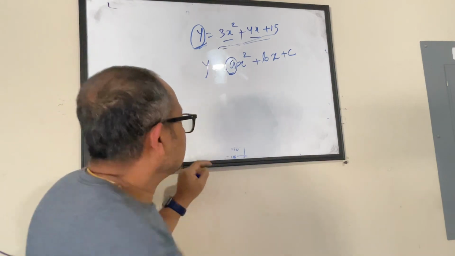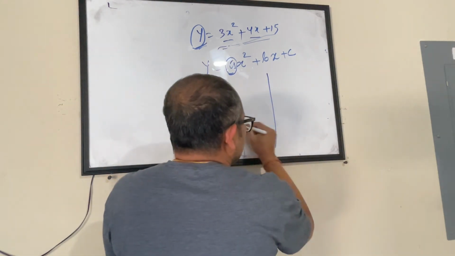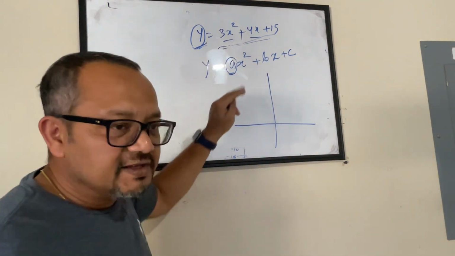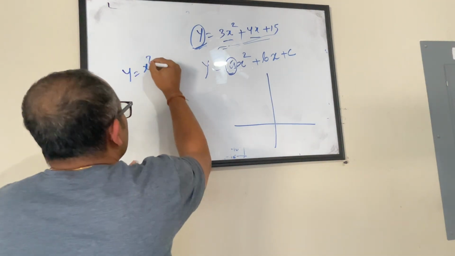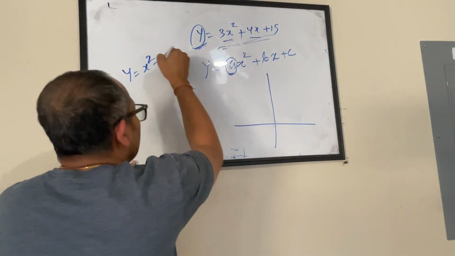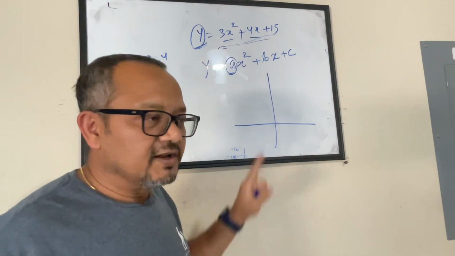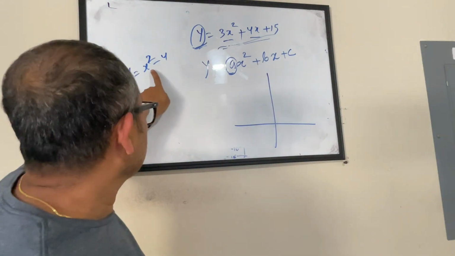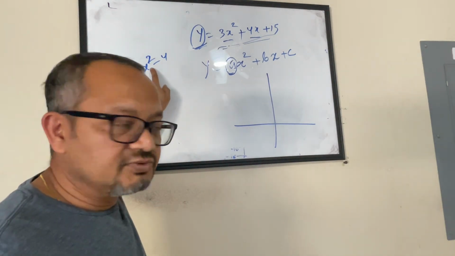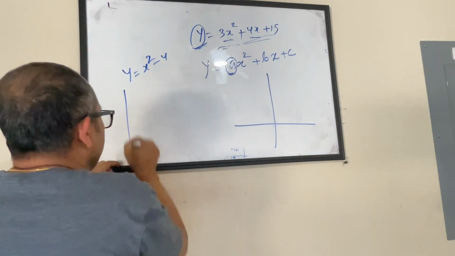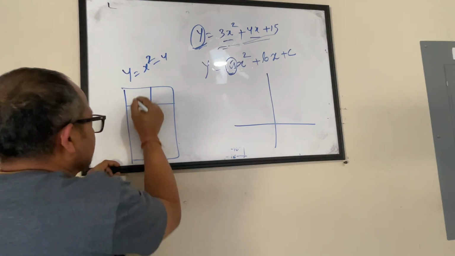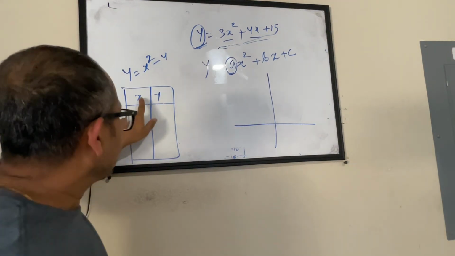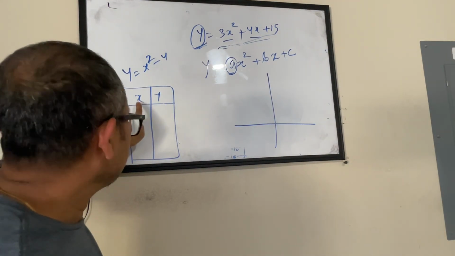Let's look at this. Let's take a simple example. y equals x squared minus 4. Okay? Let's plot it. See, this is a quadratic equation. Maximum power of the variable is 2. This is a quadratic equation. So let's find out how we plot it. So everybody pay attention to this, okay? x and y. We are trying to find out different combinations of x and y.